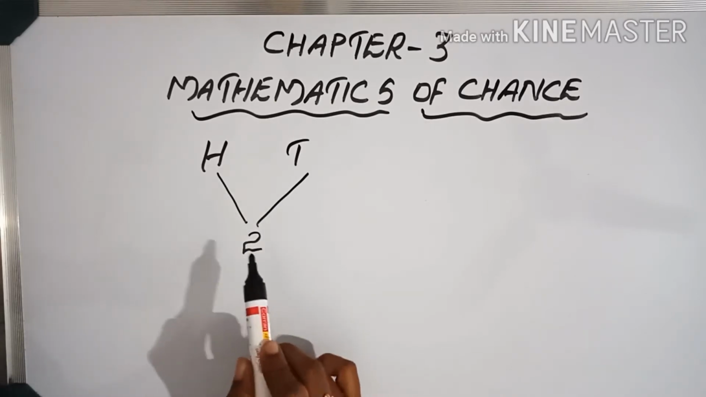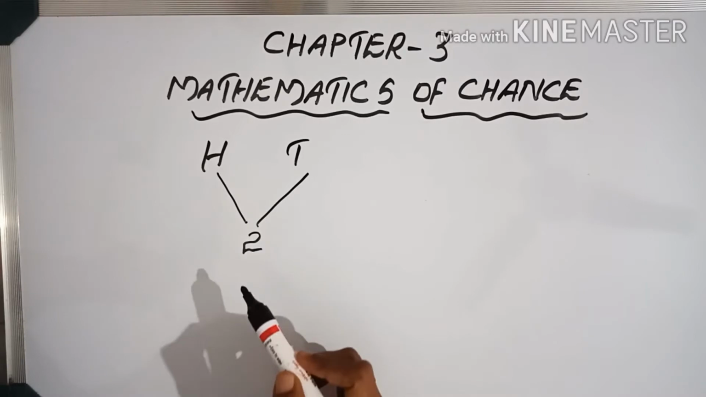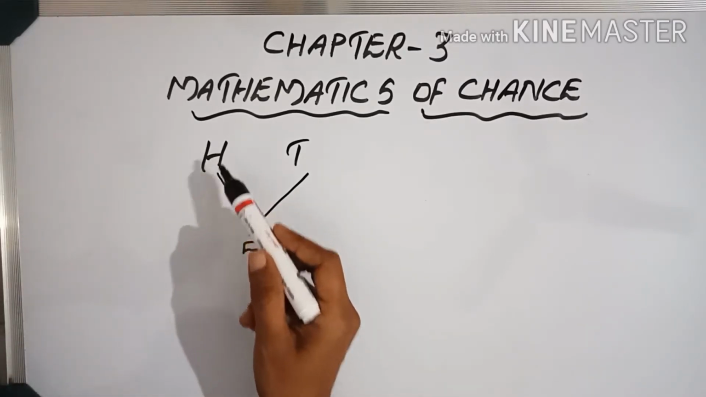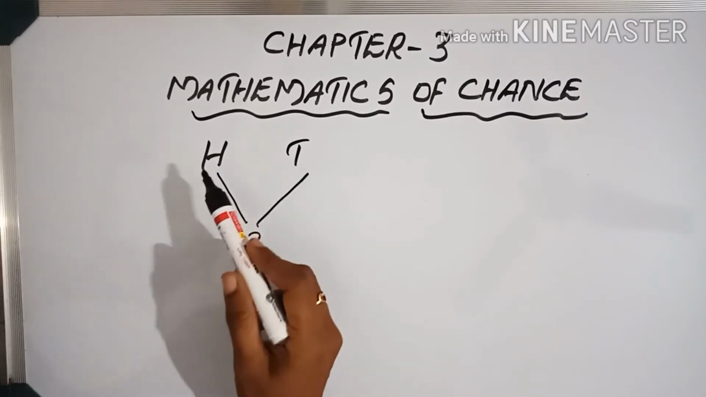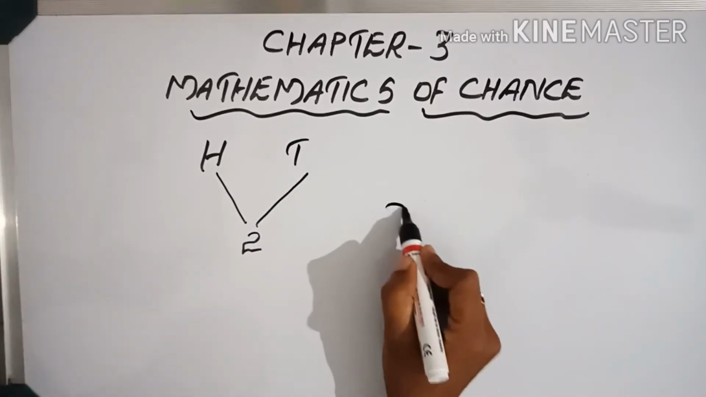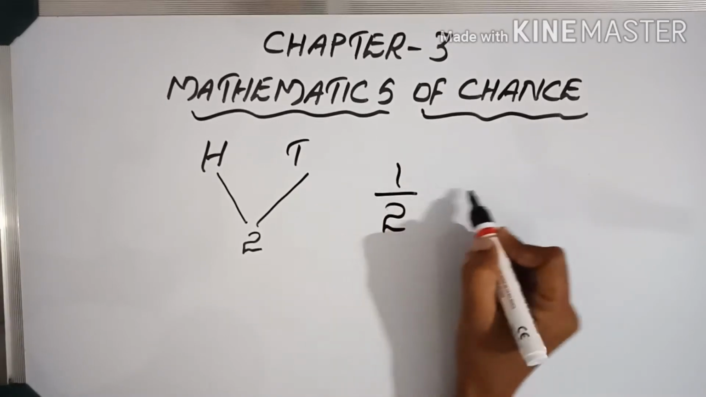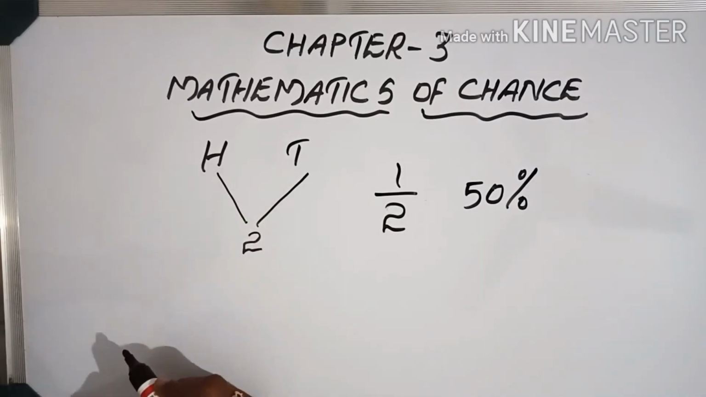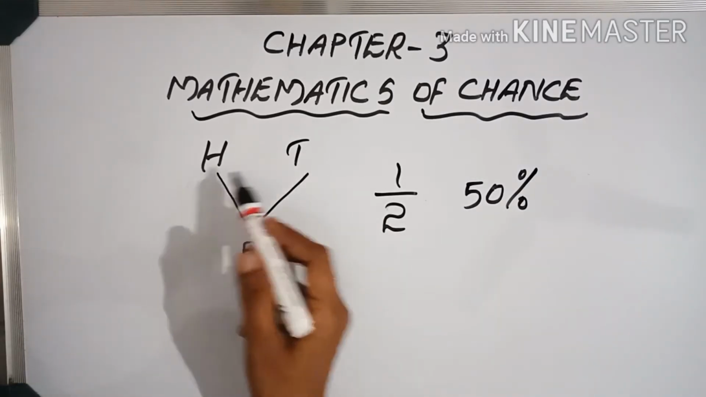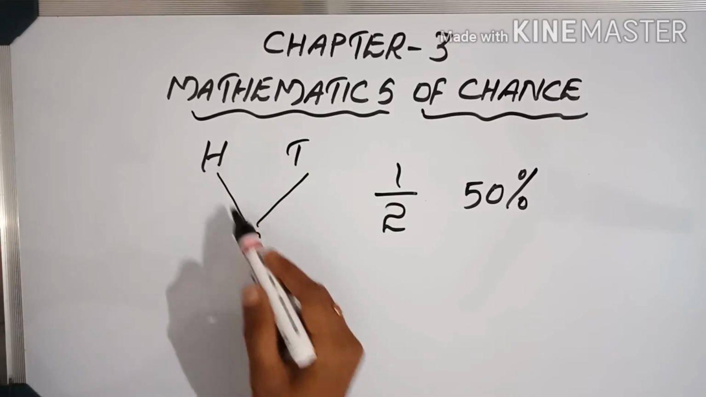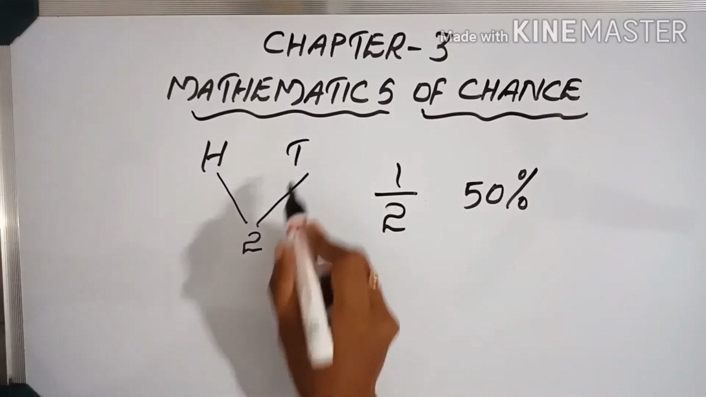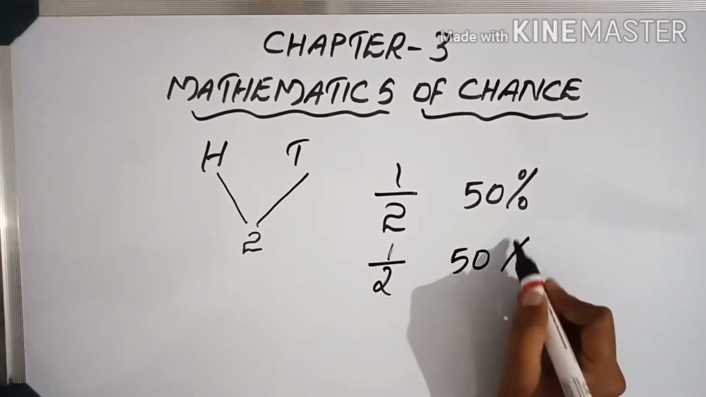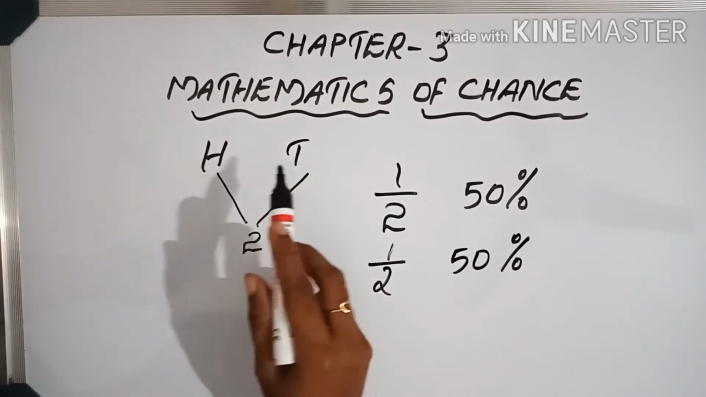Now, what will be the chance of getting head there? If we toss a coin, what will be the chance of getting head? Either head or tail. That means only one chance is there. That means out of two, one chance is there. That means 50% chance is there for head. And for tail also same, because total 2 is there. Out of 2, 1 is head and 1 is tail. That means for the tail part also 1 by 2 is the chance. That is, 50% is the chance of getting head and tail.